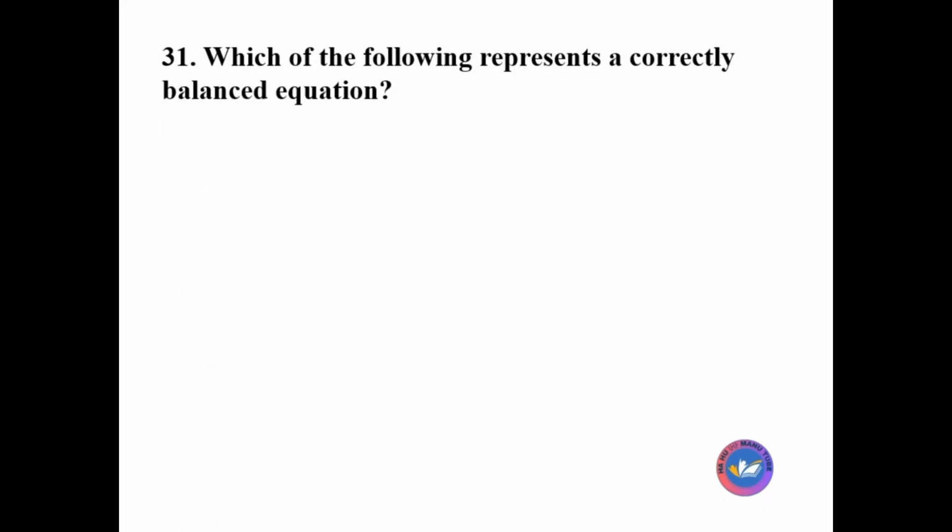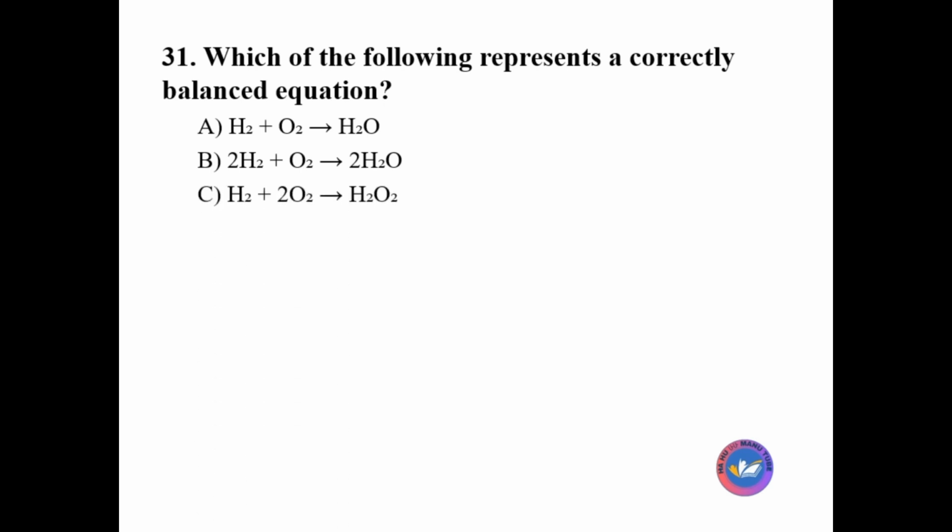Question number 31. Which of the following represents a correctly balanced equation? A. H2 plus O2 gives H2O. B. 2H2 plus O2 gives 2H2O. C. H2 plus 2O2 gives H2O2. D. 2H2 plus 2O2 gives 2H2O2.